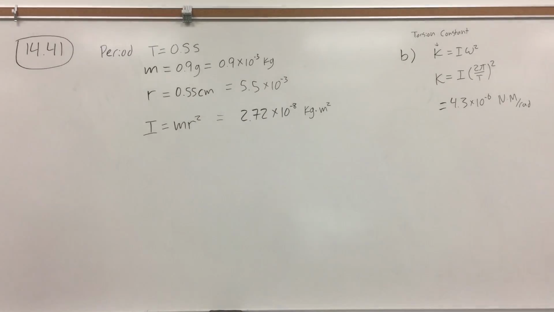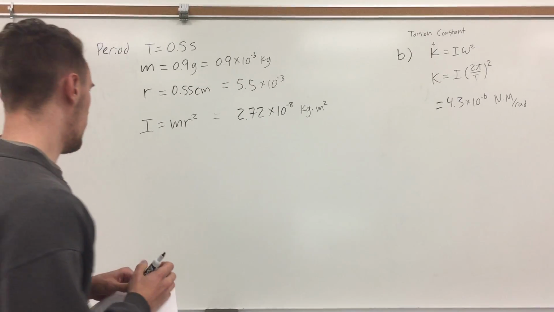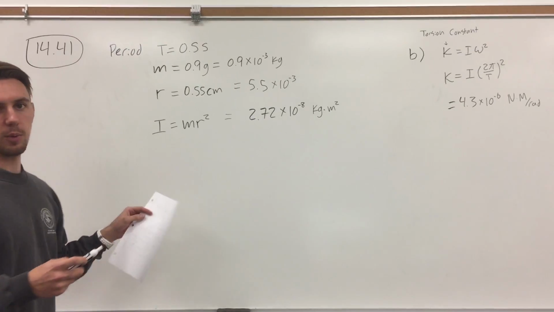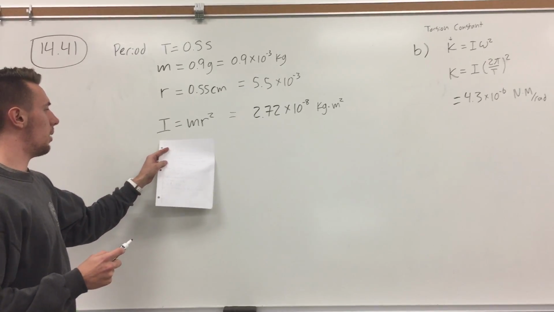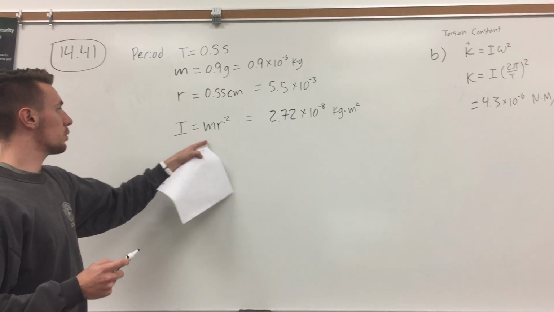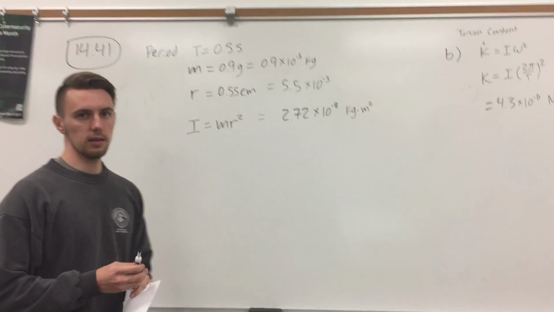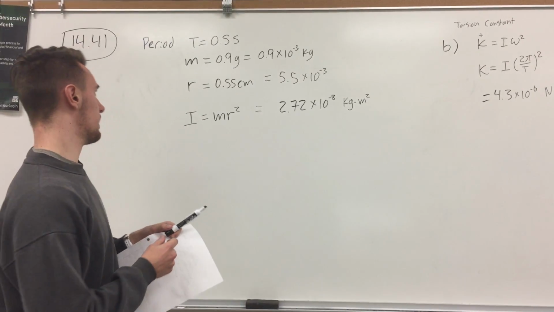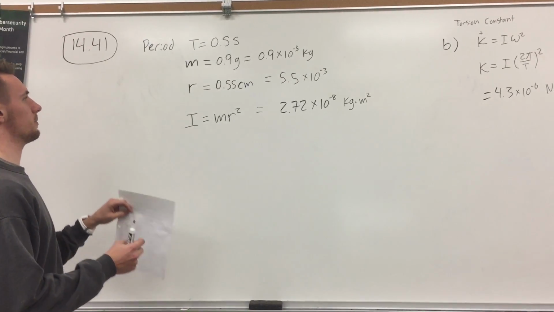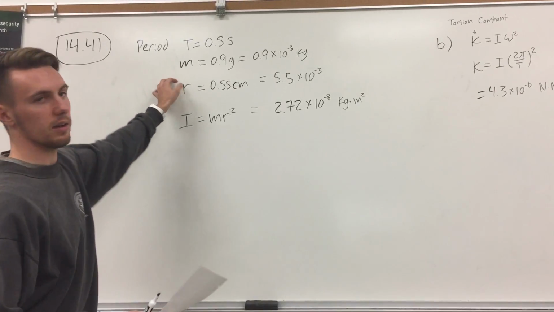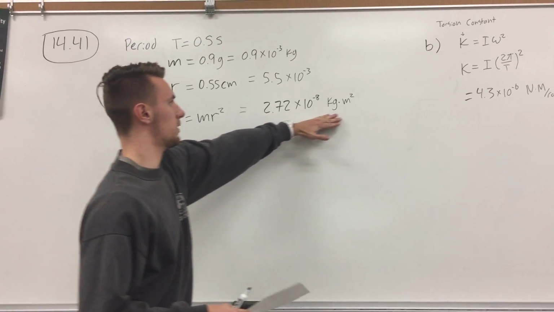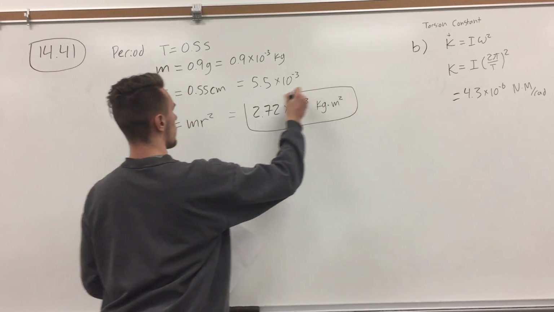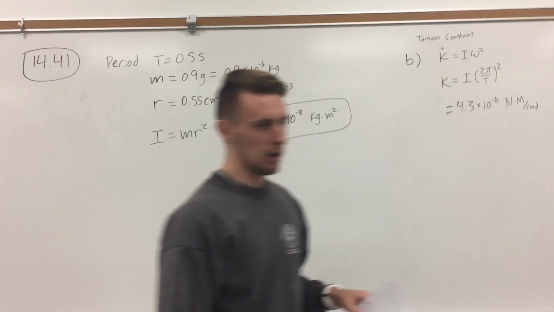So, if we refer to our moment of inertia equations, we find that for this particular situation, we're going to be using I equals mr squared. And from the information stated in the problem, we have our mass and we have our radius, which allows us to just plug those two in and find our moment of inertia.